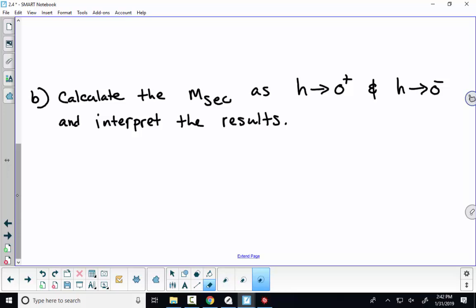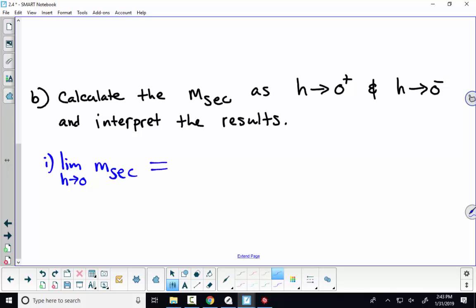And then we're asked to calculate the slope of the secant as h approaches 0 from the right and the left, and interpret the results. So we're asked to calculate, 1, the limit as h approaches 0 of the slope of our secant line found in part A. So we're calculating the limit as h approaches 0 from the right of 1 over the cube root of h squared.